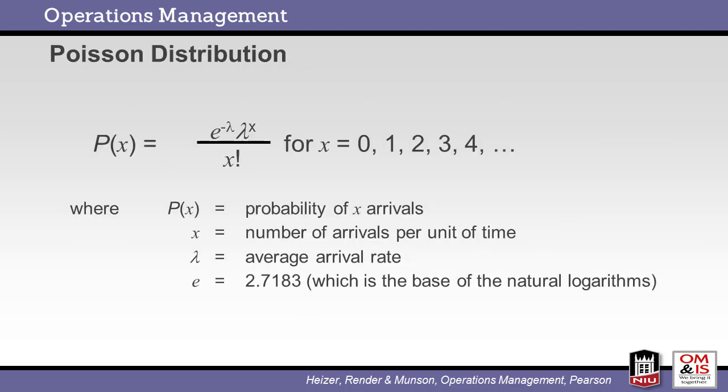To analyze customer demand using a Poisson distribution, this equation is used. P of x is the probability of a certain number of arrivals, x, which is the number of arrivals per unit of time. Lambda is the average arrival rate, and e is the base of the natural logarithm. Don't be intimidated by this equation. If you have access to Microsoft Excel, use the Poisson.dist function to simplify your work.